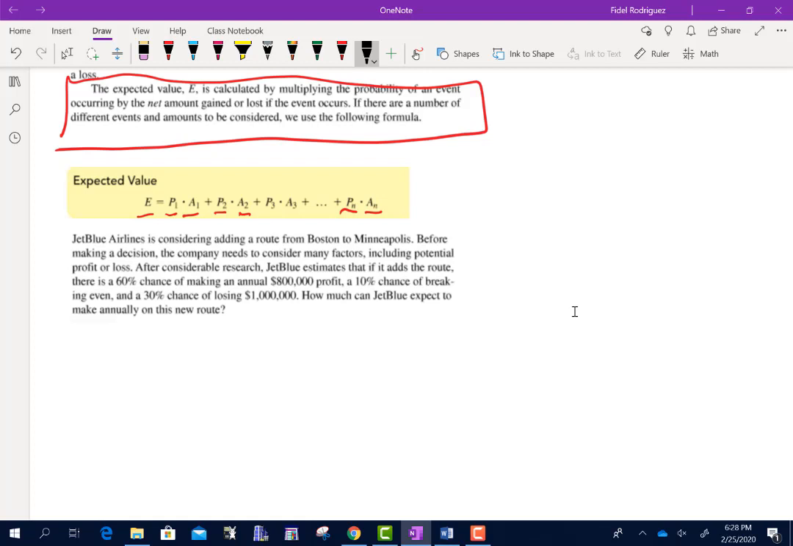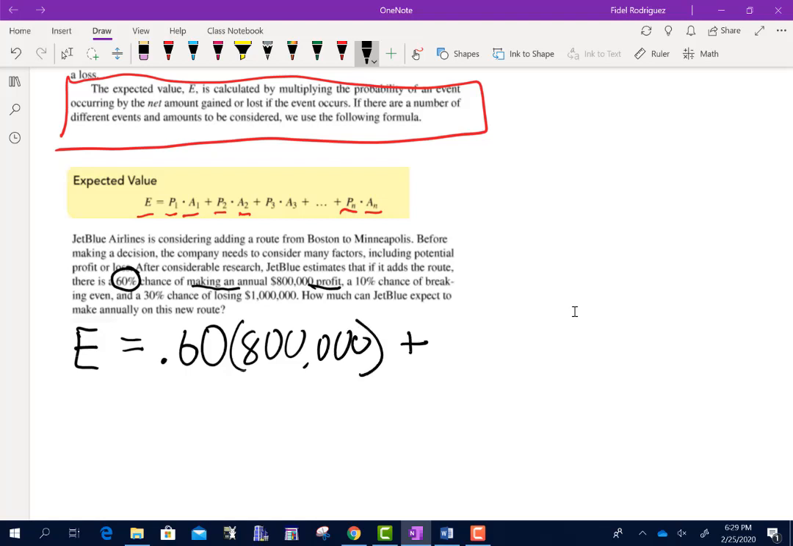All right, so let's go ahead and find it using our formula. Okay, so the probability of the first event is 0.60 because it's a 60% chance. In this case, they're going to make a profit of $800,000. So I'm going to take that number and multiply it by $800,000. Okay? The second probability is a 10% chance. So as a decimal, that's 0.10, and it says they're going to break even.